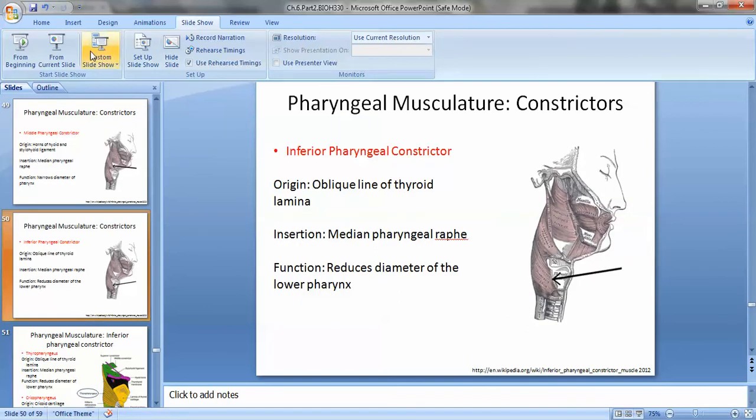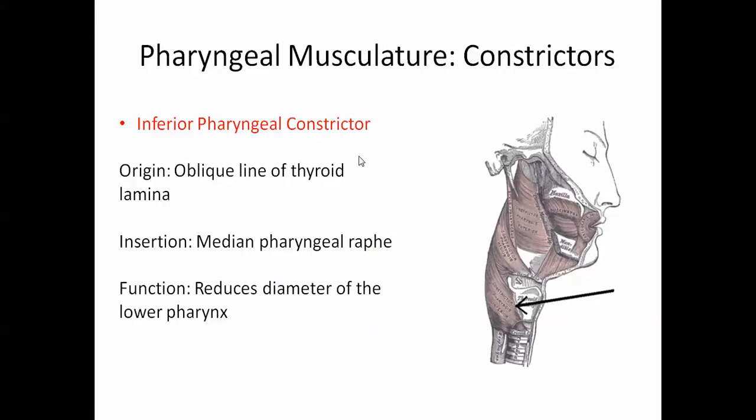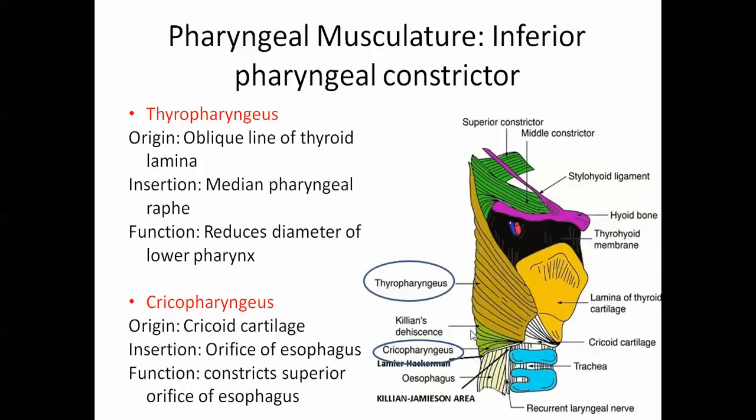Okay, now we get to move to our inferior pharyngeal constrictor, and so you'll see it's actually broken into two muscles, and I think we do get into that, but it also reduces the diameter of the lower pharynx. Okay, so we do break it down. So the inferior pharyngeal constrictor is broken into two muscles: the thyropharyngeus and then the cricopharyngeus, we just refer to as the CP as well.